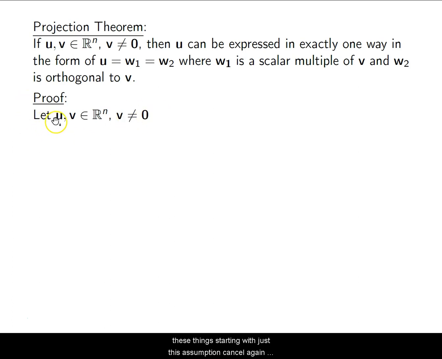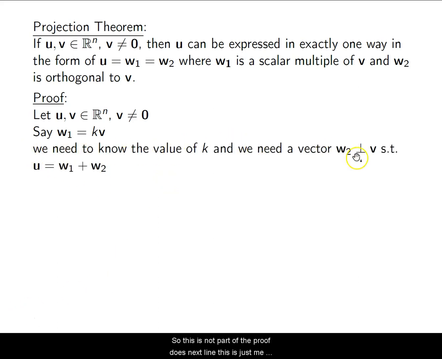Okay, so again, I'm going to let U and V be n-component vectors. V is non-zero, right? So let's assume that W1 is equal to a scalar multiple of V. I'm assuming this. We will prove that this is true later on, but for right now, we're just assuming this is true so that we can get ourselves started, okay? So this is not part of the proof. This next line is just me saying, hey, this is where we're going to go. This is me trying to help us stay on track.